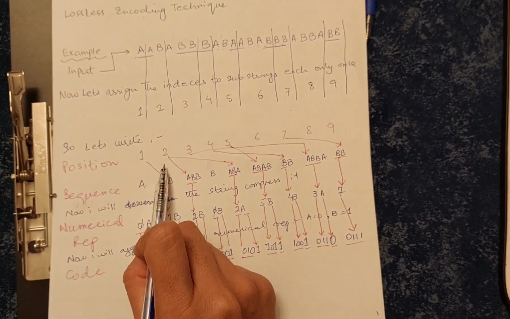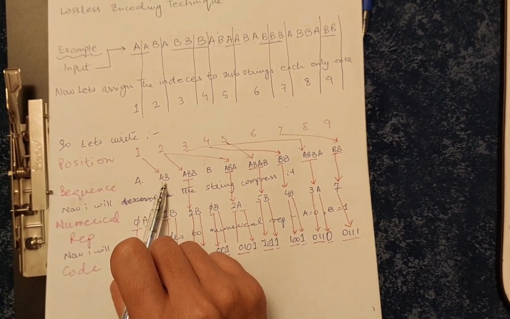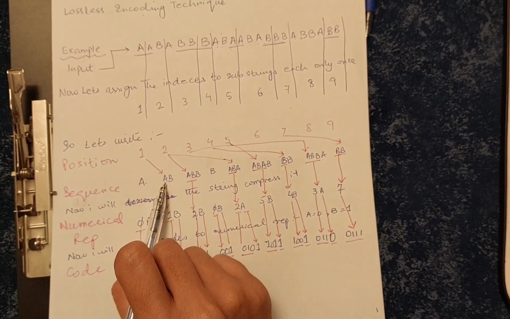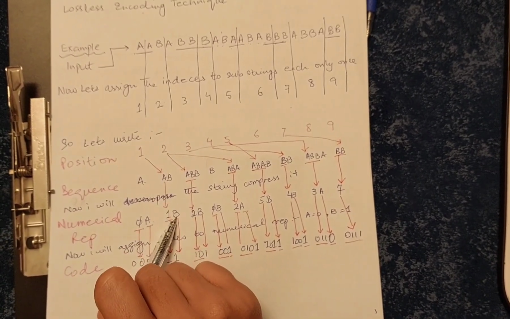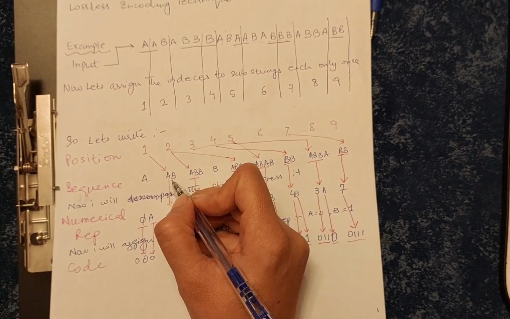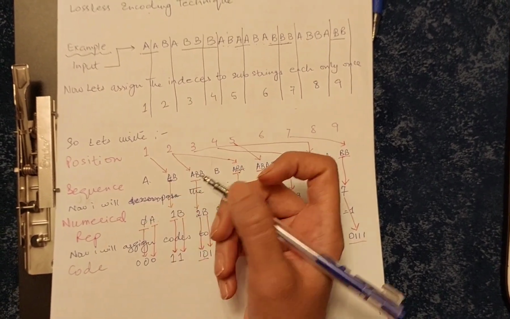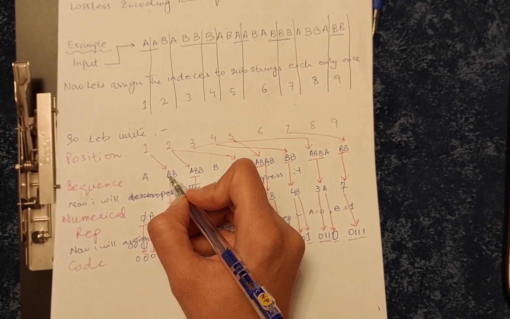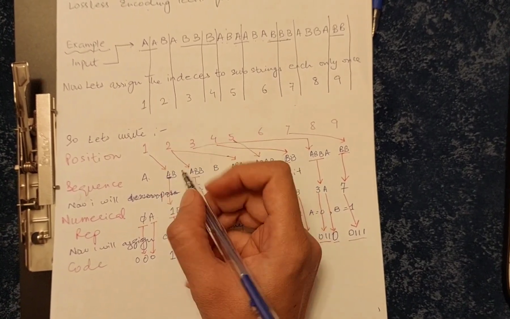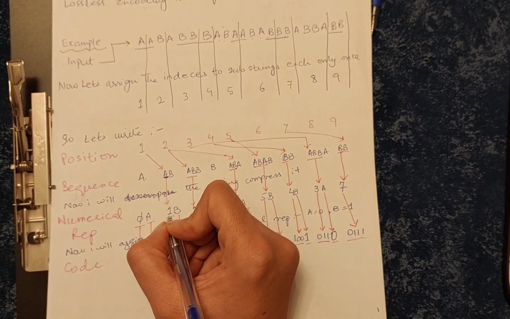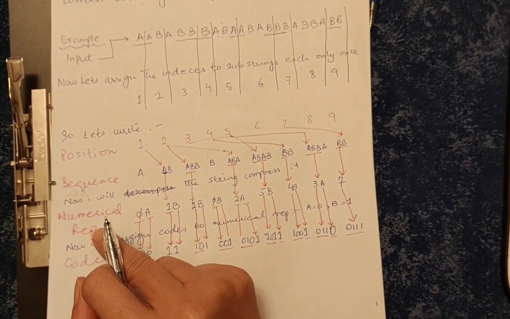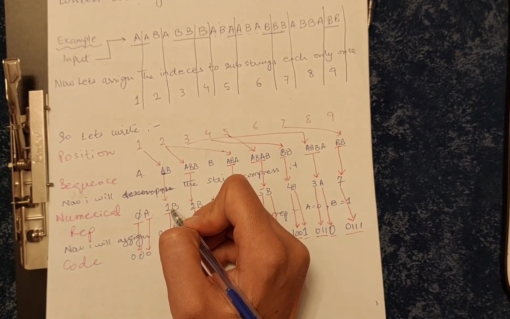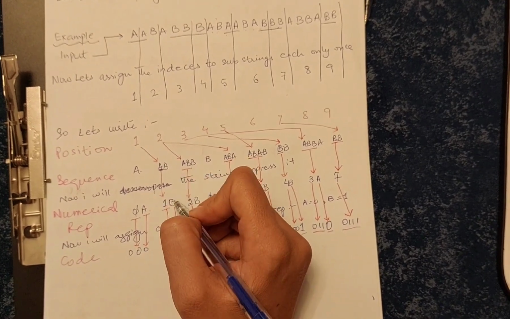And for the second string a, b, you can say that the numerical representation of a, b is such that the first element is a. So what is the index value of a? You can see that the index value of a is 1. So you will write down the numerical representation, or you can say the output will be equal to 1, and b will come as it is.